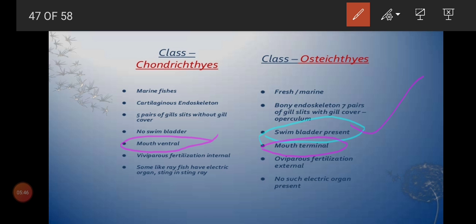So here the mouth is in ventral position. But here the mouth is on the terminal side. On the terminal side only we can see the mouth.